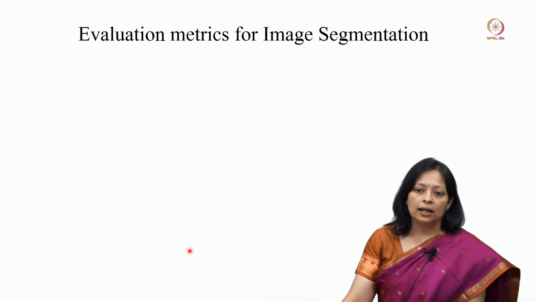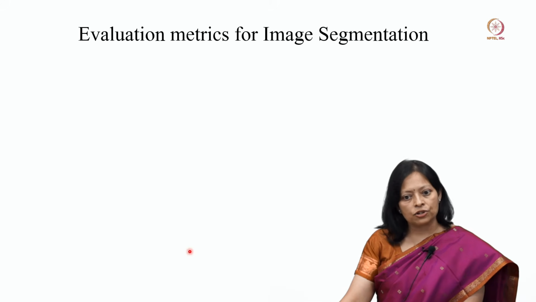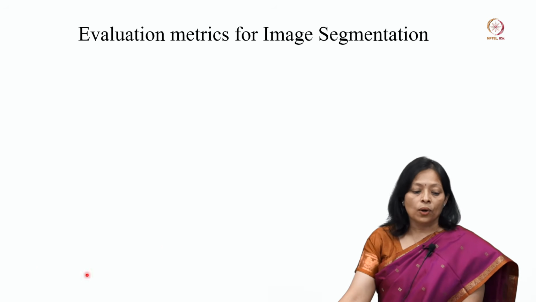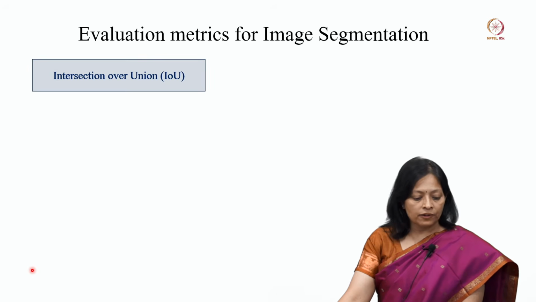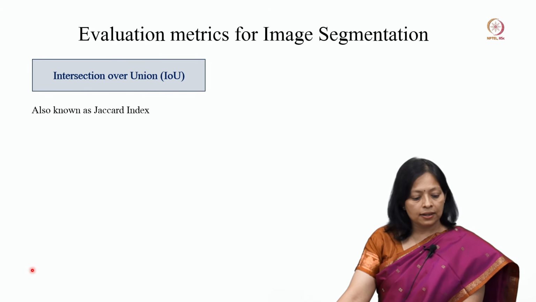Now we will go into the evaluation metrics for image segmentation. So till now we have done what is image segmentation, what are the architectures that are used in image segmentation, the UNet with attention, both we have seen, and now we will try to look into what are the evaluation metrics for image segmentation. Okay. So one of them is intersection over union. So what exactly is this intersection over union? It is also known as Jaccard index.